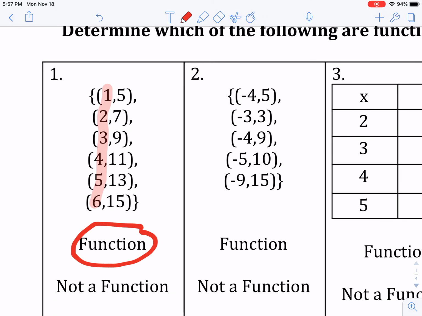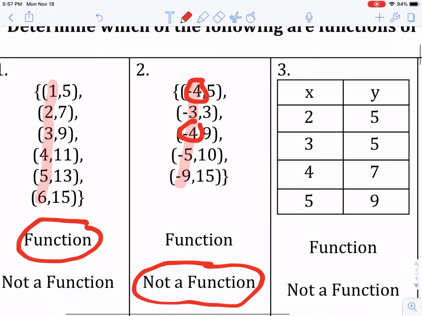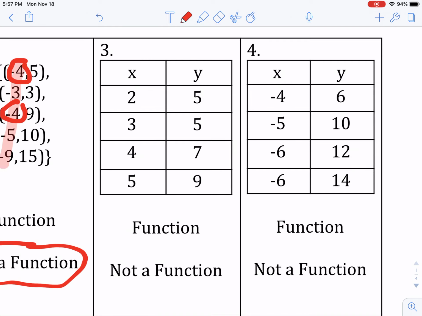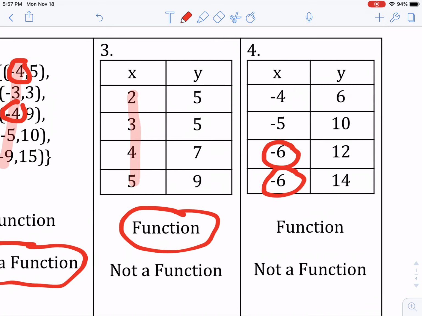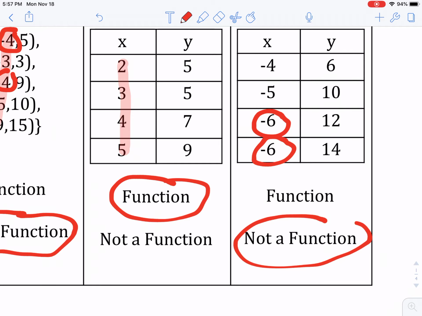Again, for number 2, we're still going to look at these values here. And what you should notice right away is that -4 repeats, which means that this is not a function. When you're given a table, you're still looking at the same thing. Do the x values repeat? And we can see that for number 3, it goes 2, 3, 4, 5, which none of them repeat, which means this is a function. For number 4, right away we see -6, -6. It repeats. This is not a function.